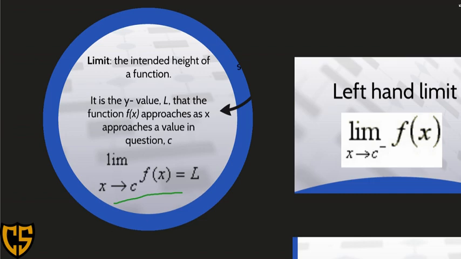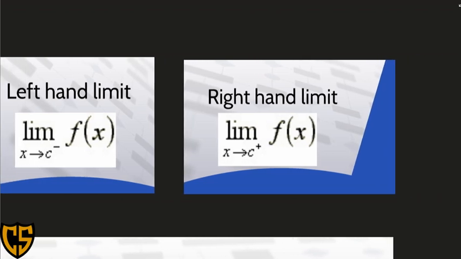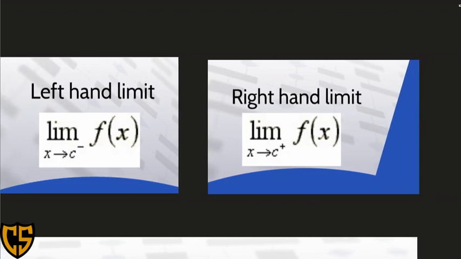Based on our discussion, we know that there are two ways to find the limit. First, using a left-hand limit, and next, a right-hand limit. Take note of the negative symbol here and the positive symbol here. The negative is read as limit of function of x as x approaches c from the left, and the positive is limit of function of x as x approaches c from the right.